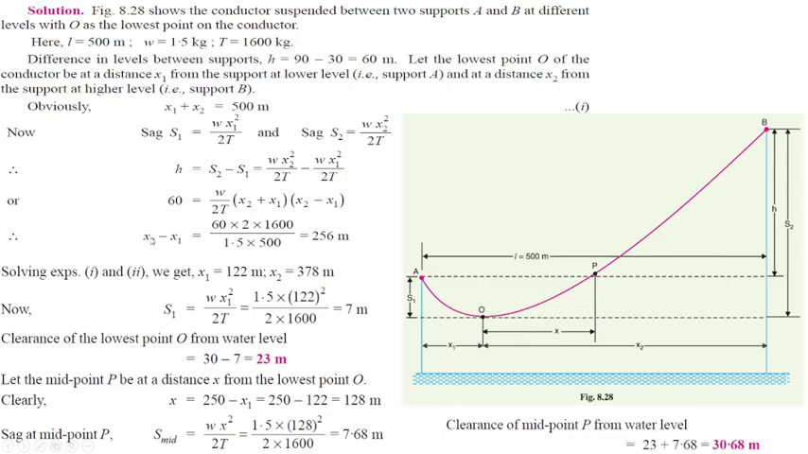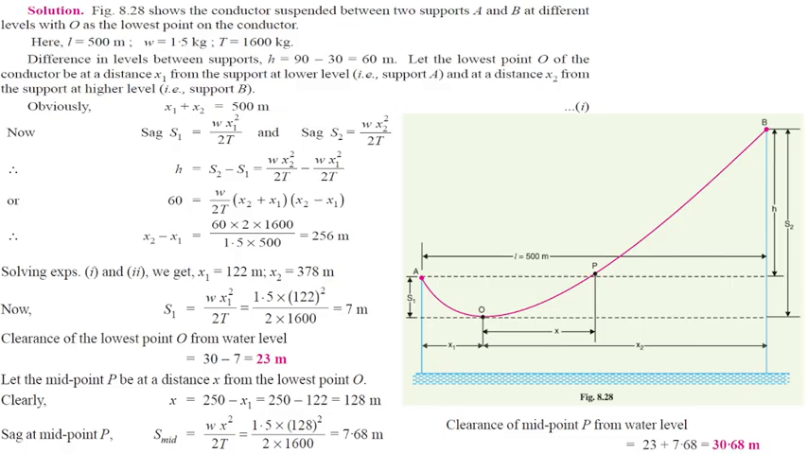If we sum these two equations together, x1 can be removed from this side, so we can find x2, and then we can put it in one of these two equations to find x1. So if we have x1 and x2, S1 and S2 can be calculated very easily. S1 is weight times x1 power 2 over 2t. T is equal to 1600 kilograms. So this is tension.